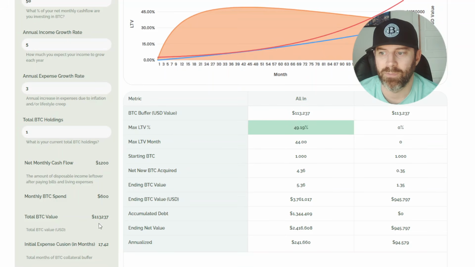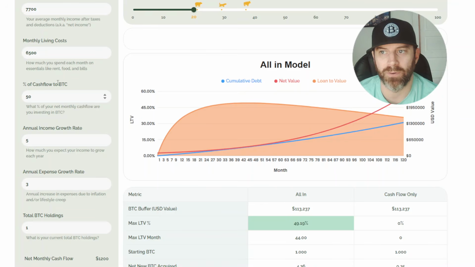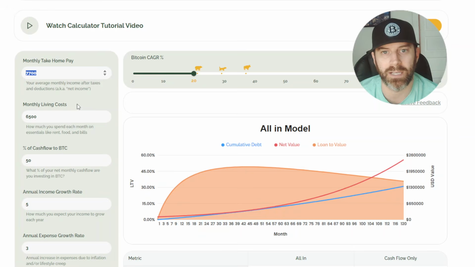I have roughly 17 months worth of my expenses covered with my existing collateral. And that gives me latitude to go ahead and convert all of my monthly income, $7,700 after taxes, retirement costs, things of that nature, into Bitcoin so that I can borrow my living costs against my Bitcoin.